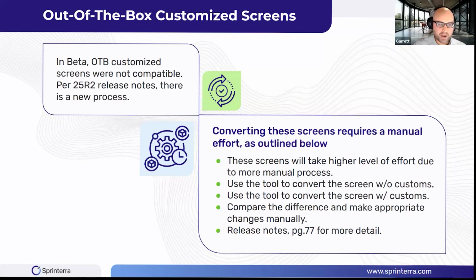Converting these screens, so if they're out of the box and they've then been customized as opposed to just being fully custom, is going to require a little more manual effort as opposed to the fully custom screens. That's something that we're finding. But the basic process, which we've summarized down here on the right side, is to use the conversion tool to convert the screen without customizations, then use the tool to convert the screen with customizations, and then compare the difference and make the appropriate changes manually. Just for reference, this is found in the latest release notes, specifically in the portion related to modern UI on page 77.